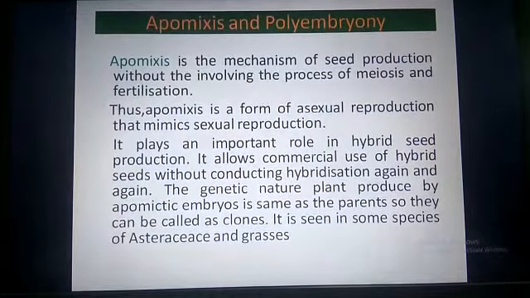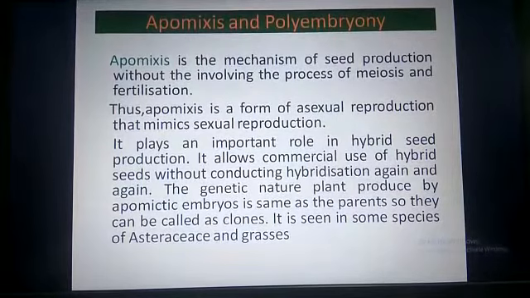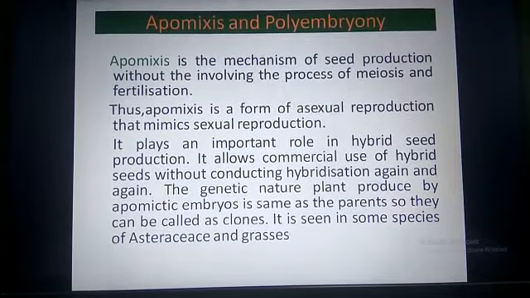Now let us go to the next topic, that is apomixis and polyembryony. What is apomixis? Apomixis is a mechanism of seed production, the formation of seed without involving the process of meiosis and fertilization.